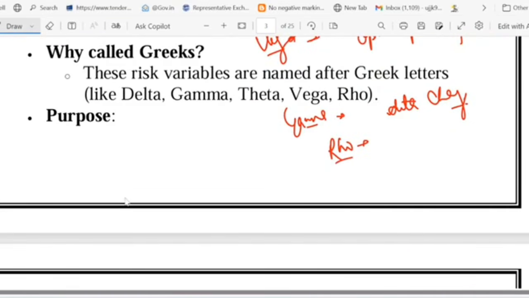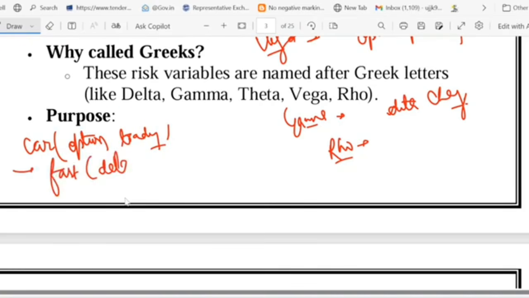Let's say you are driving a car. So the car is just your option trading. You can treat the car as option trading. You are driving a car. You want to know how fast you are going. That is your delta. You want to know how fast your speed is changing. That is your gamma.